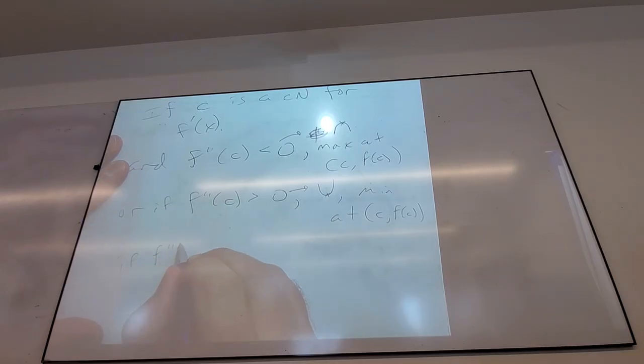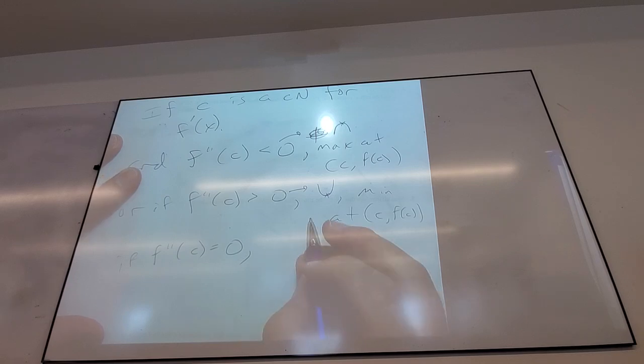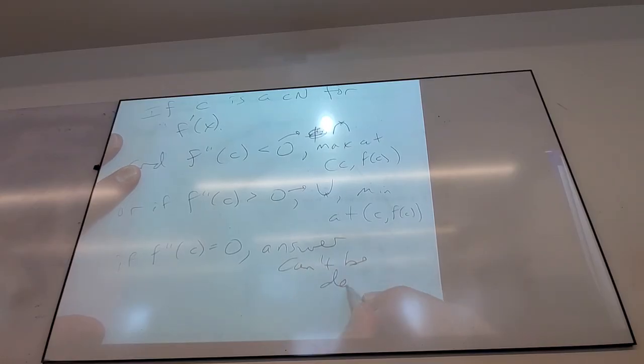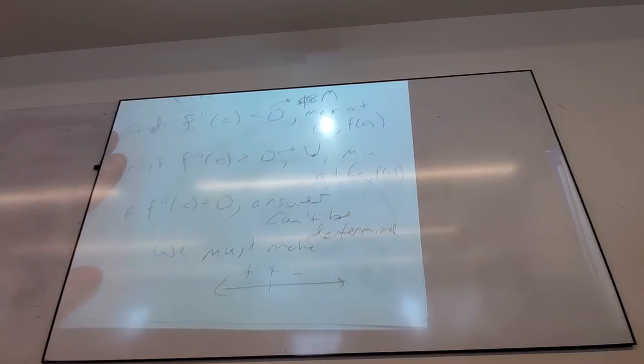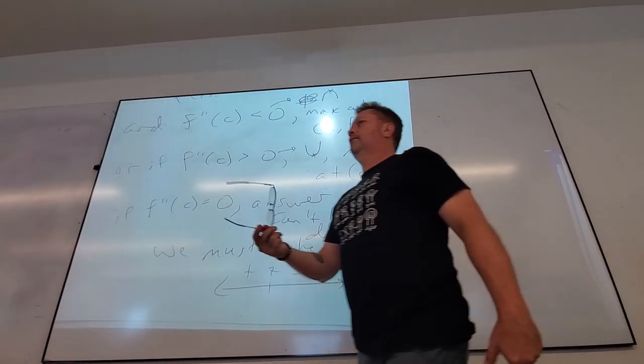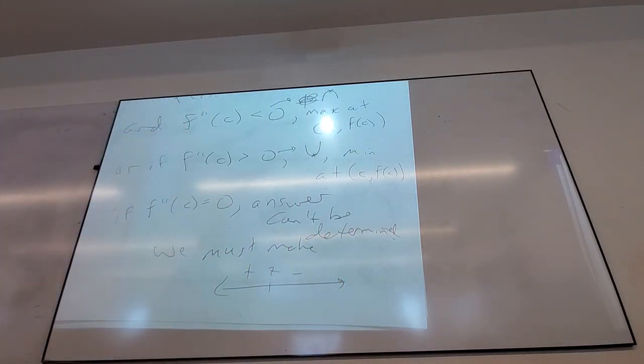If f double prime of C equals 0, then the answer can't be determined. We must make a sign diagram then. That kind of thing, yes? So that's the trade-off. If you plug in a critical number to the second derivative and it comes out 0, it's like, I don't know, man. Can you guys help me out?